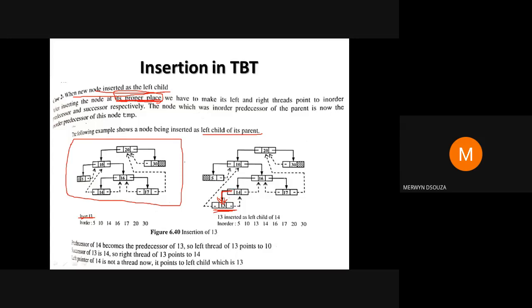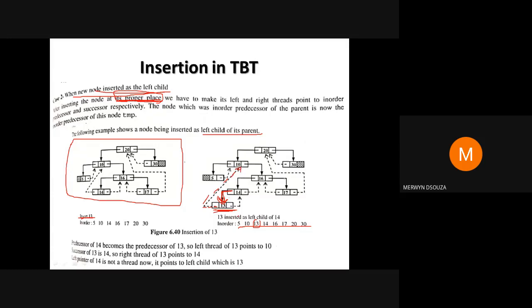Once you have inserted this node here, you do the in order traversal. Please make sure you do the in order traversal. Once you do that, you'll get a sequence like this. Once you have the sequence, you see for this new node 13, who is the predecessor? The predecessor is 10. So the left null pointer of 13 will point to the node 10. You can see here a dotted arrow is drawn from 13 all the way to 10.